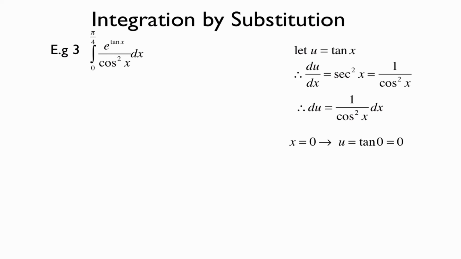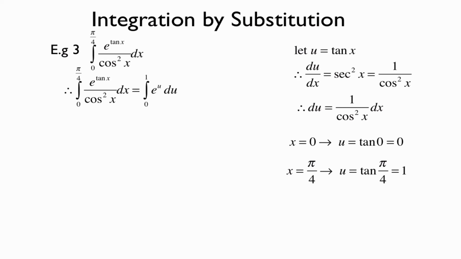When x is 0, u is tan of 0, which is also 0. And when x is pi on 4, u is tan of pi on 4, which is 1. So our original expression simplifies down to the integral between 0 and 1 of e to the u du, which is an awful lot simpler than the previous expression. And of course we know the integral of e to the u is just e to the u, putting our limits on the outside there, and throwing them in, we get our final value of e minus 1.